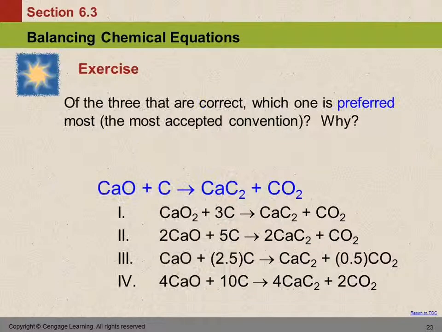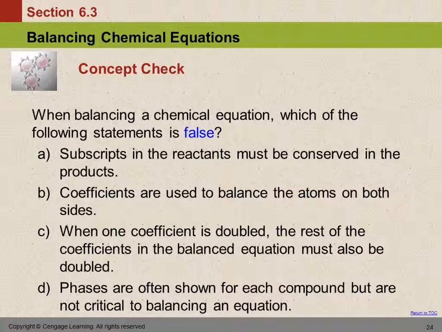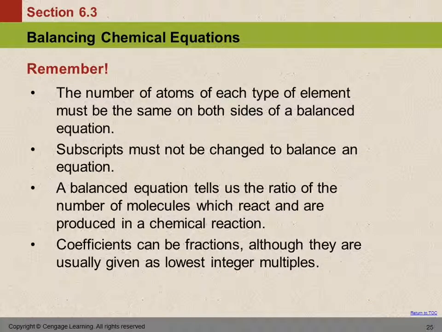Then the next question is asking us which one is preferred, and that's this guy with the lowest ratios. That one's the best. So remember, you have to have the same number of atoms of each element on both sides. You cannot change the subscripts. The balanced equation is giving us the ratio of number of molecules. And coefficients can be fractions or decimals, but usually we prefer lowest integer multiples. Ta-da! End of chapter.